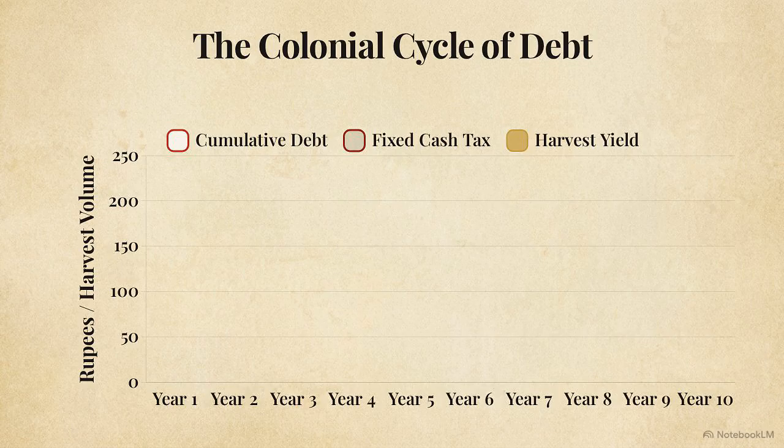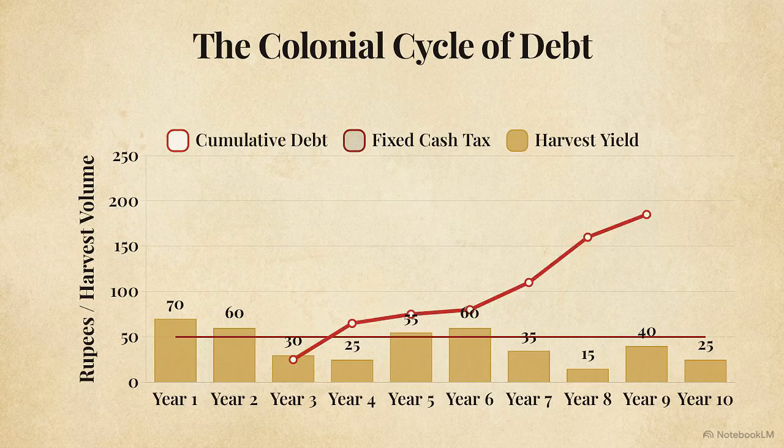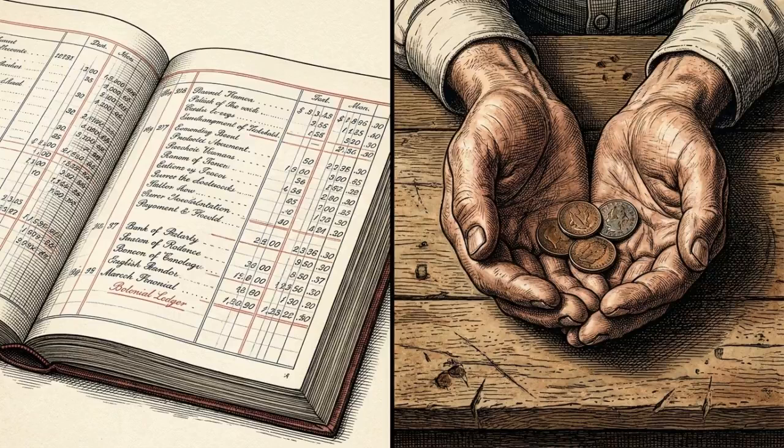This created a cycle of dependency. During years with low yields or poor global prices, peasants were forced to borrow from urban moneylenders just to cover their tax obligations. While the state secured steady revenue and record exports, the average cultivator's income became increasingly precarious.